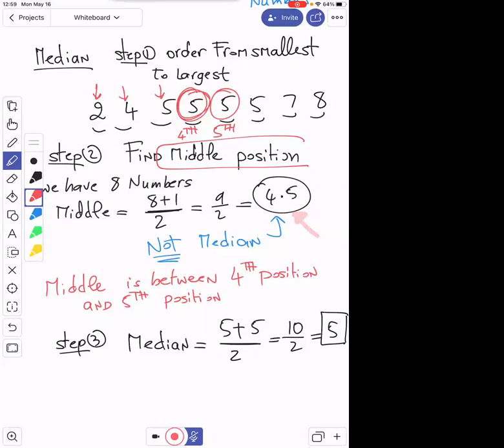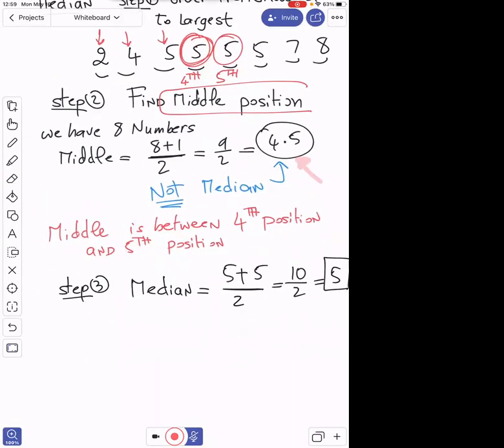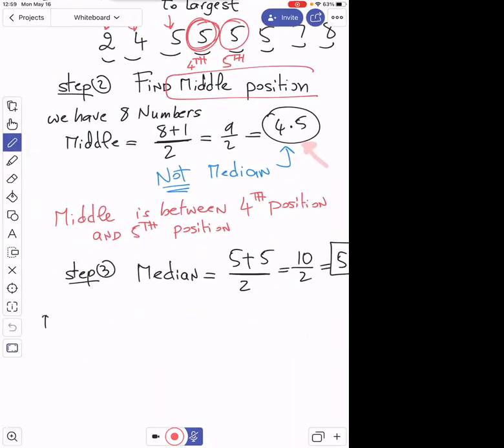And then there's the mode. The mode is just the most frequent number. As you can see, we have four 5s. So the most frequent number, of course, is 5. So the mode in this case would be 5. All right. Please let me know, guys, if you have any questions. So that's for the mean, median, and mode, which are very important.